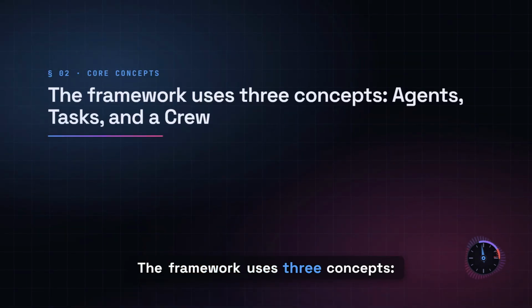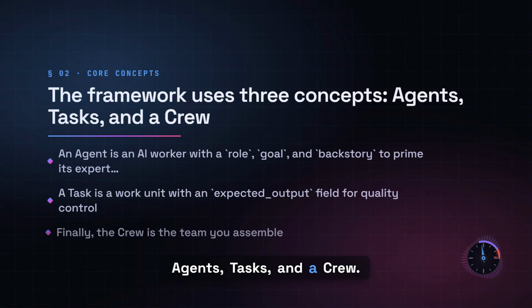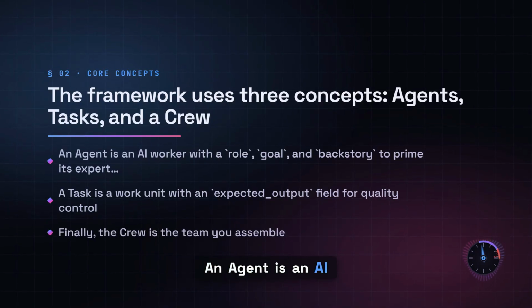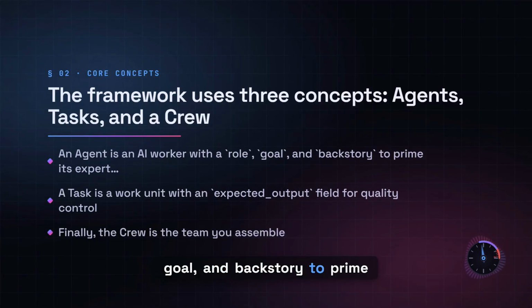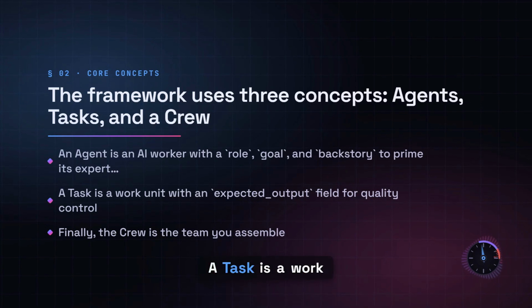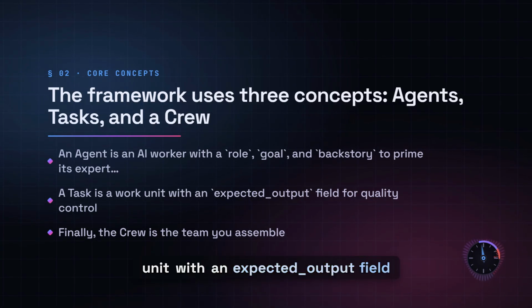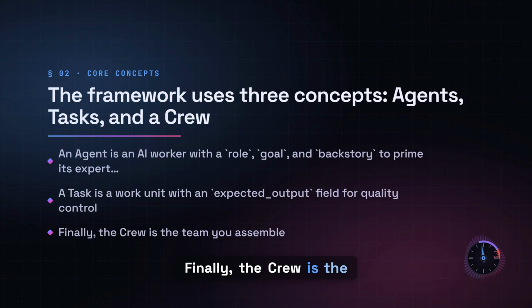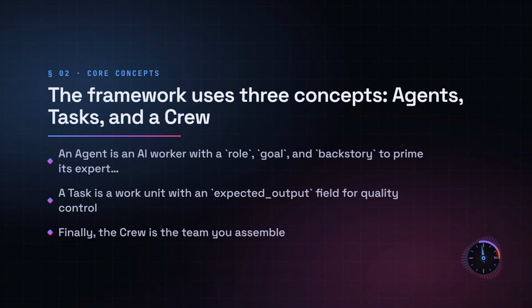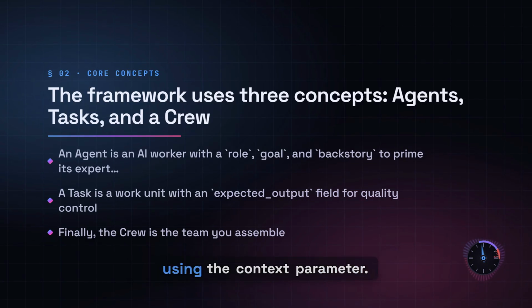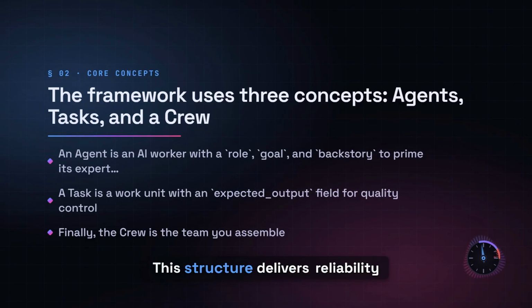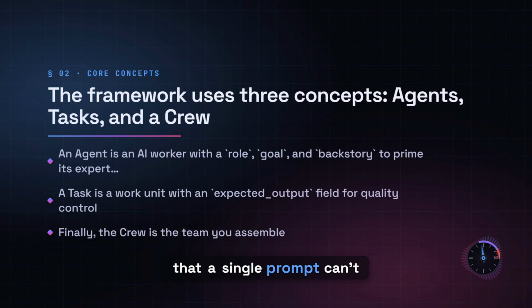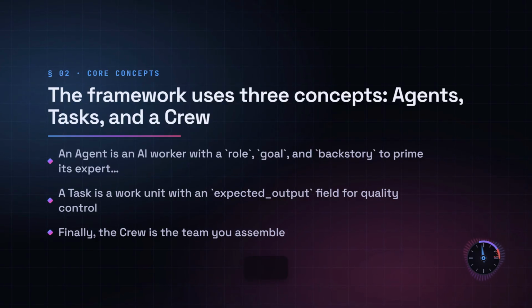The core concepts are agents, tasks, and a crew. Agents are your AI workers, configured with a role, a goal, and a backstory to guide their behavior. Tasks are the specific assignments you give them, with a clear description and an expected output to ensure quality. Finally, you assemble them in a crew, which manages the workflow, like passing a researcher's notes to a writer. This structure provides the control and reliability that a single prompt to a chatbot lacks.